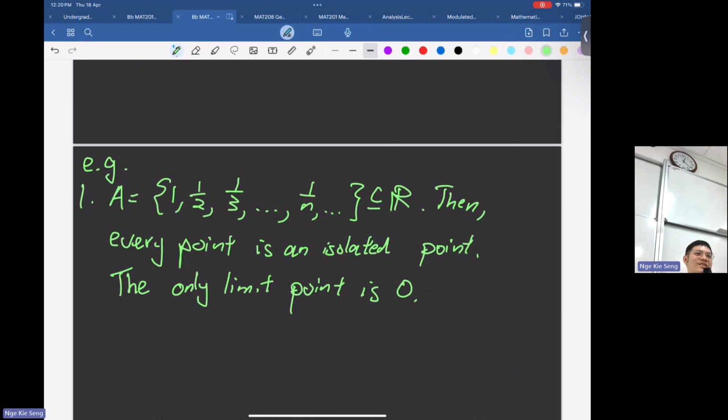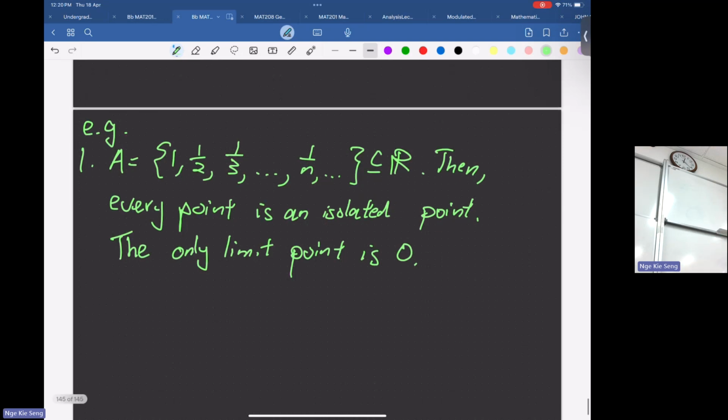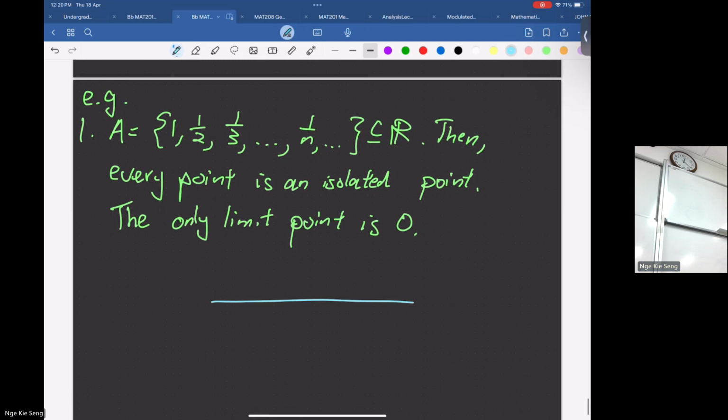What's the definition of limit point? No matter how small the ball, it must contain something inside the set. So you fix an epsilon interval there. Can you find an element of A, which is not zero, inside the interval? Let me do a simple exercise here.